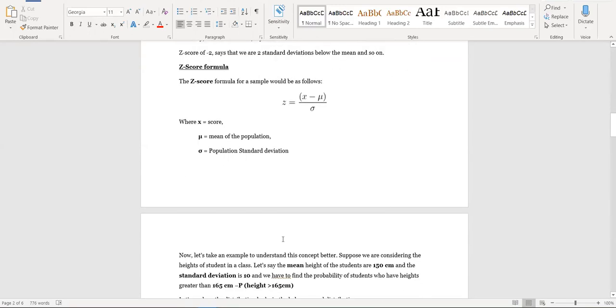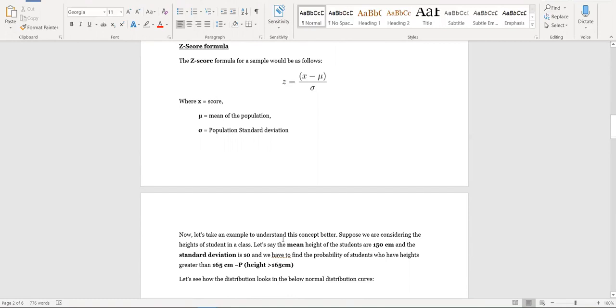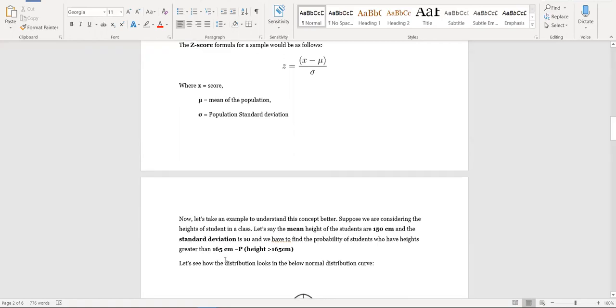So let's take an example so that we could understand how these things can be implemented and how we can use the z-score. Let's consider we have a class of students, and the mean height of the students is 150 centimeters, and the standard deviation we have for those students is 10. And then we want to determine the probability of students having a height of greater than 165 centimeters. So this is our problem statement.